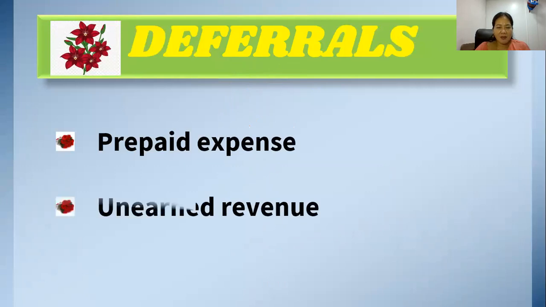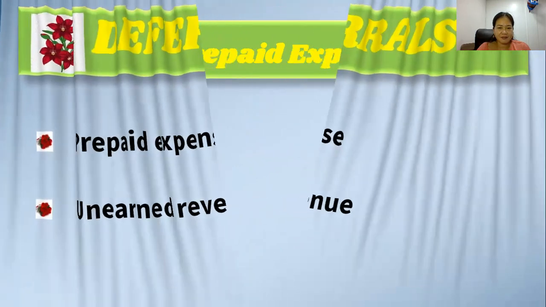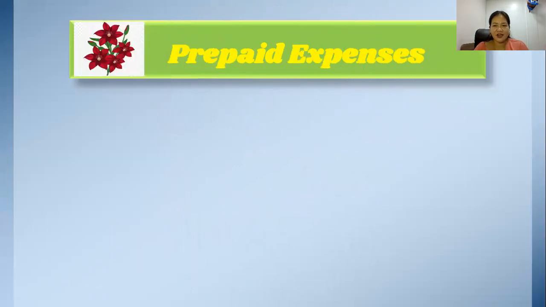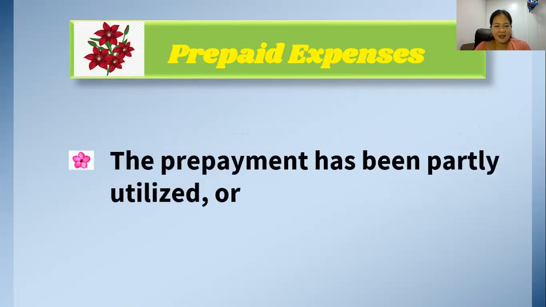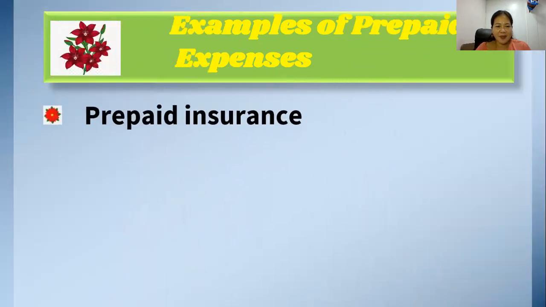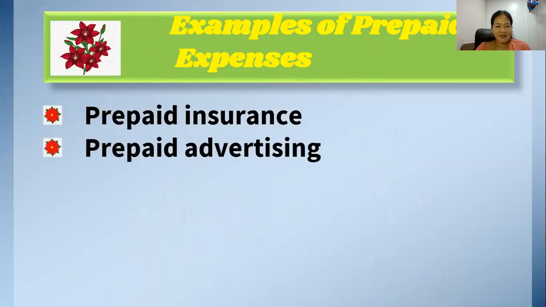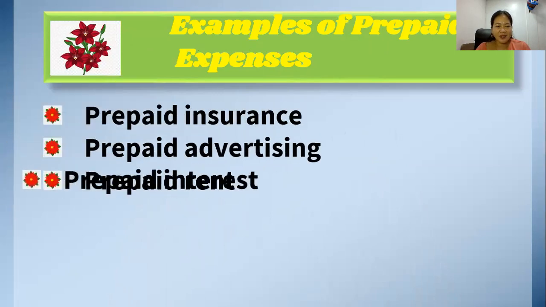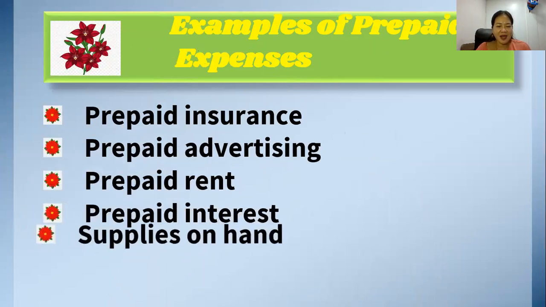So we will now be talking about deferrals. For deferrals, we will be talking about the prepaid expenses and the unearned revenue or pre-collected income. Okay, so we will start first with prepaid expenses. The prepayment has been partly utilized at the end of the accounting period. Examples of prepaid expenses: prepaid insurance, prepaid advertising, prepaid rent, prepaid interest, supplies on hand.